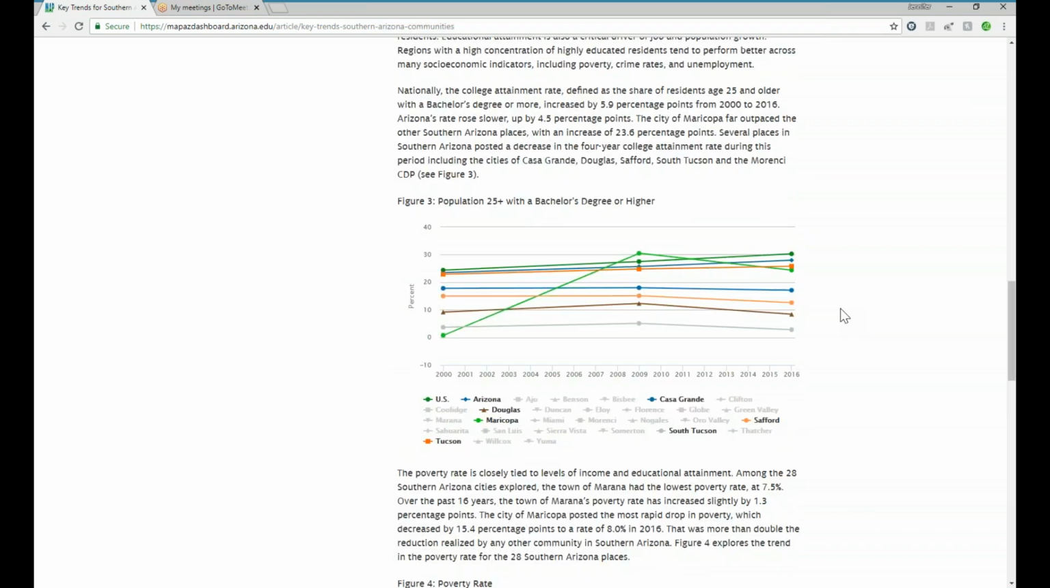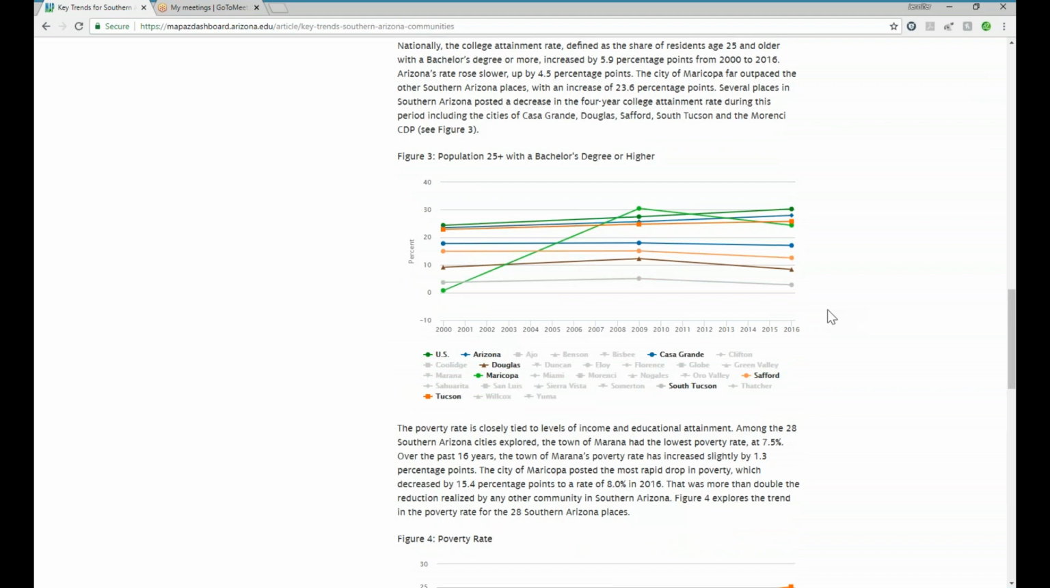And then when we look at those with a bachelor's degree or better, we've seen a rapid increase in the city of Maricopa, as you would expect with increasing population and increasing income, from less than 1% in 2000 to 30.5% in 2009, and then down to 25% in 2016. There might be a little bit of sampling error there, where this could be a little bit high for 2009.